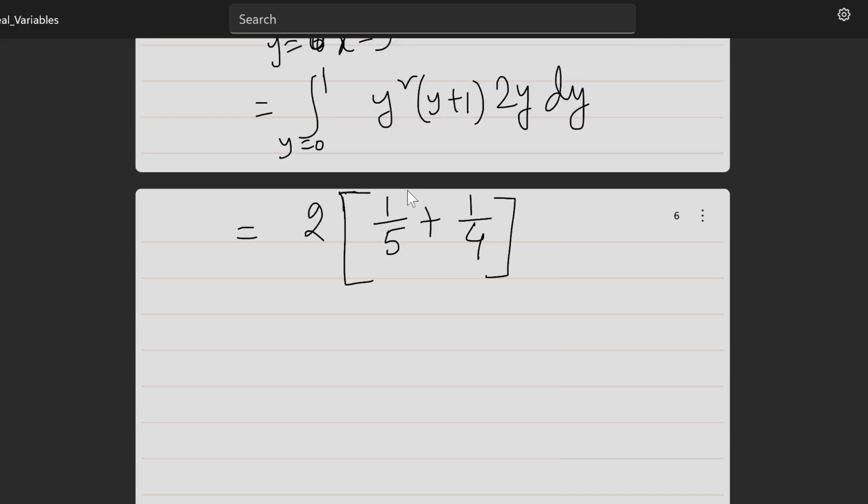You are correct. Y to the power 4 integral is 1 by 5. You should know this short trick. This is 9 by 20. So this is the answer. This is option B.